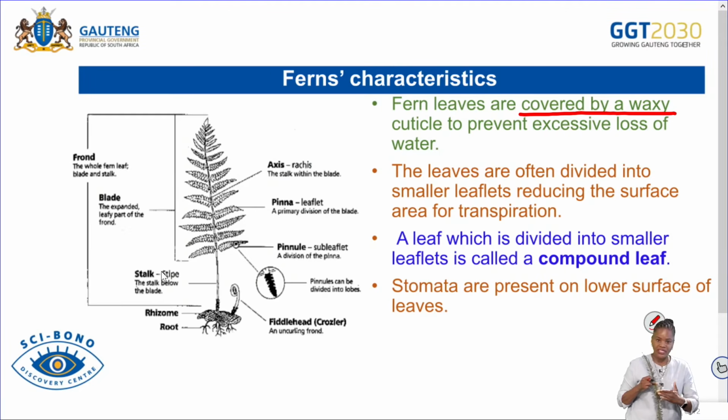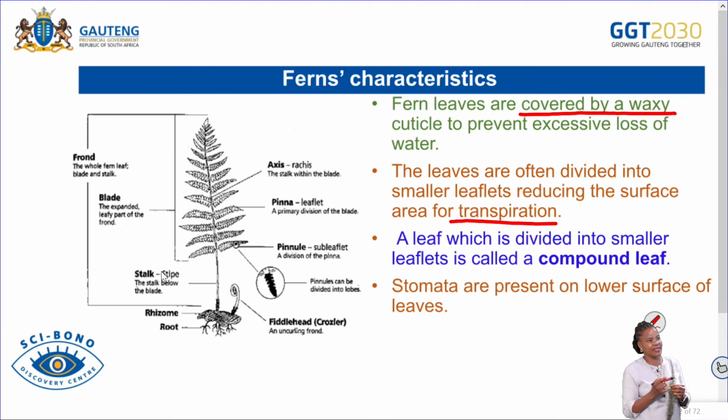The loss of water. And then secondly, the leaves are often divided into smaller leaflets, which are reducing the what? The surface area for what? For transpiration. So our leaves are often divided into smaller leaflets. When we check onto these leaflets, they are smaller. We don't get these big or huge leaflets. So they are divided into smaller leaflets or into smaller leaf blades. And then these now reduce the area for transpiration, because of them being smaller.